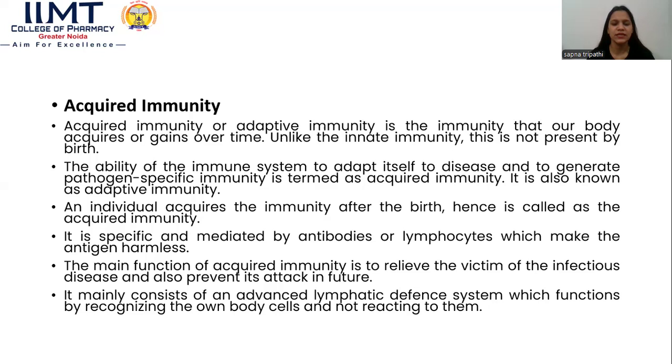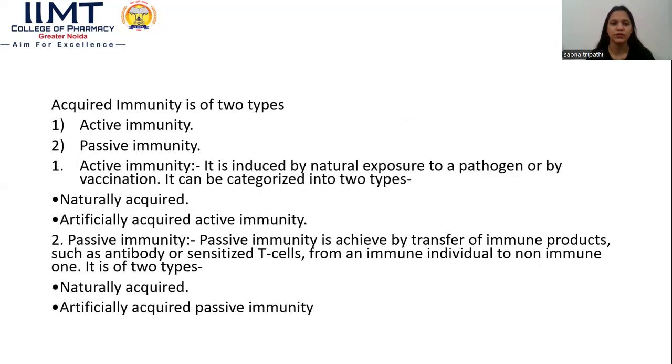It is specific and mediated by antibodies or lymphocytes which make the antigen harmless. The main function of acquired immunity is to relieve the victim of the infectious disease and also prevent its attack in future. Now, the acquired immunity is also of two types: active immunity and passive immunity. Active immunity is induced by natural exposure to a pathogen or by vaccination, and the passive immunity is achieved by transfer of immune products such as antibody or sensitized T cell from an immune individual to a non-immune one.